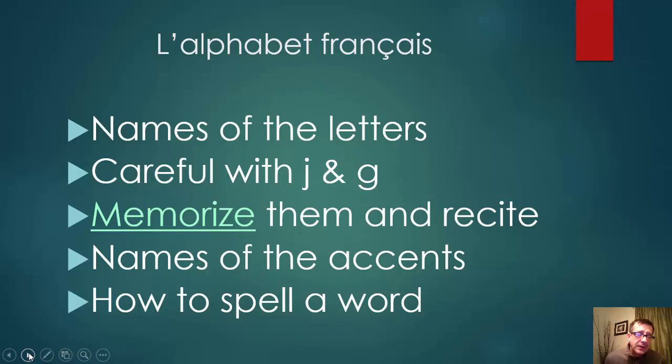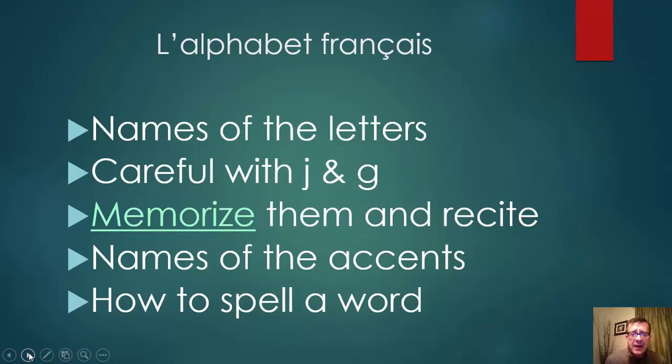If you need a little tip to help remember which one is G, well, the letter that comes right before G is E, and those two rhyme, E, G, E, G. So just remember E, G, those two rhyme, and the next one is J. You kind of got to memorize them, right? So just recite them to yourself. Memorize them and recite them, right?